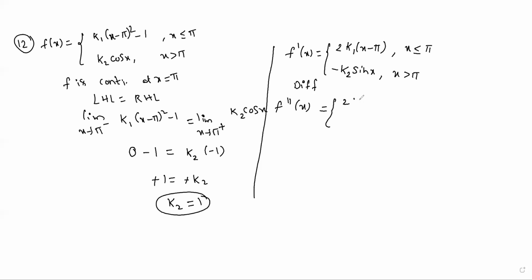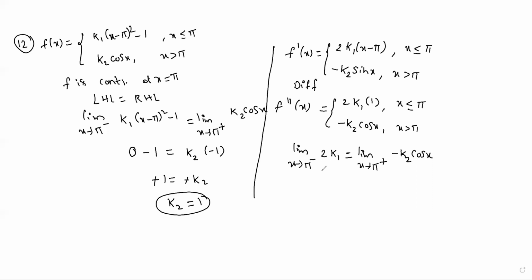Now 2 k1, x minus pi derivative clearly 1, we will get when x less than or equal to pi, minus k2 sin x derivative is cos x. Again differentiable means what here? The left hand derivative is equal to the right hand derivative, the values must be same. Left hand derivative means limit x tends to pi minus, at less than pi, what is the function? 2k1. Right hand side derivative, limit x tends to pi plus, what is the function? Minus k2 cos x.